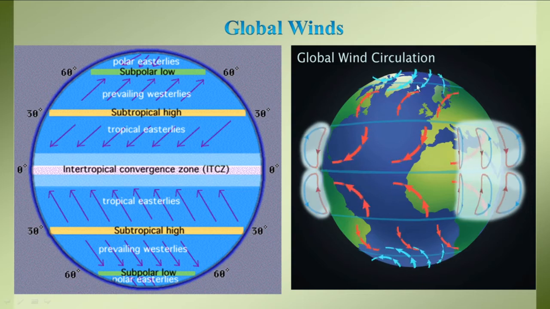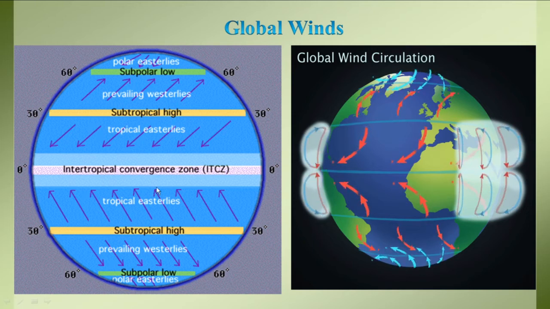From the subpolar low region up to the polar region, these winds are called the polar easterlies. So one by one, from the equator to the Tropic of Cancer, the tropical easterlies are flowing. From the Tropic of Cancer to the subpolar low region, the prevailing westerlies are flowing. If we measure this in latitude, it comes around 60 degree or 66 degree. Beyond that, the polar easterlies are flowing. So this type of winds are called the global wind.